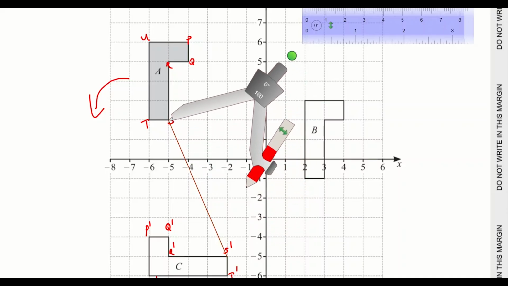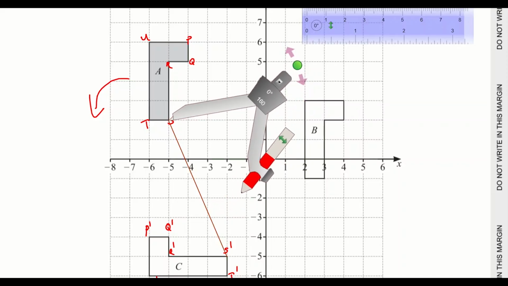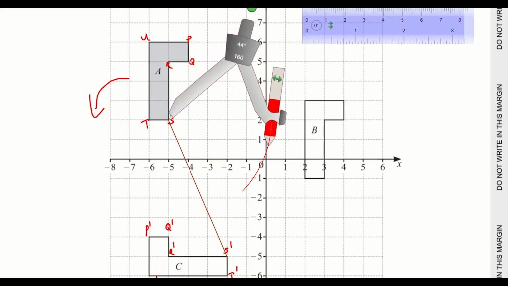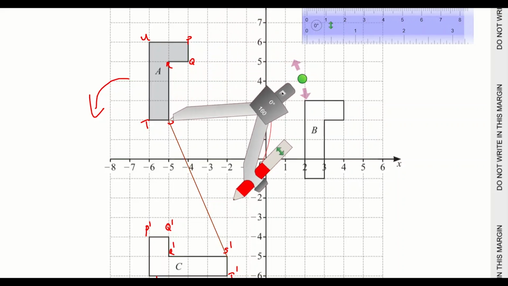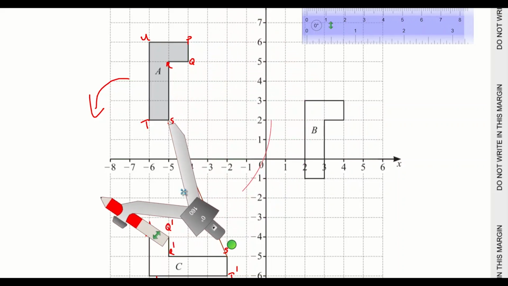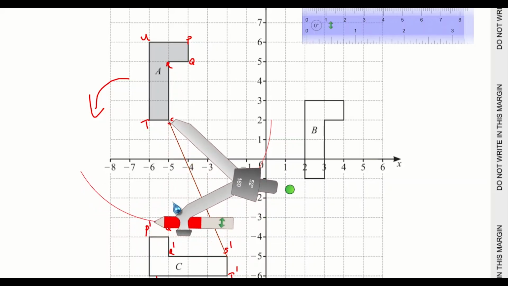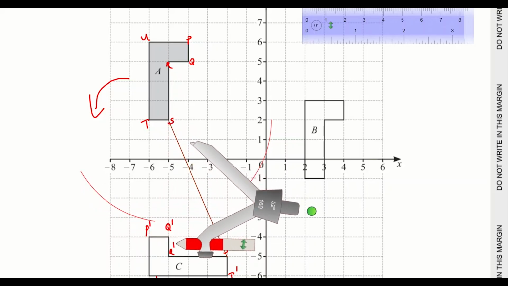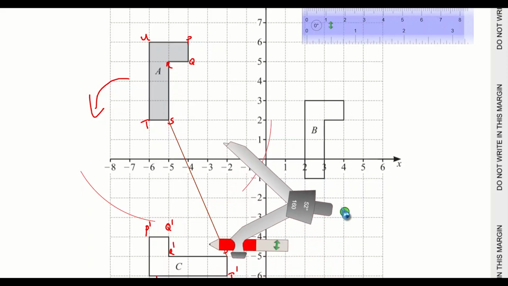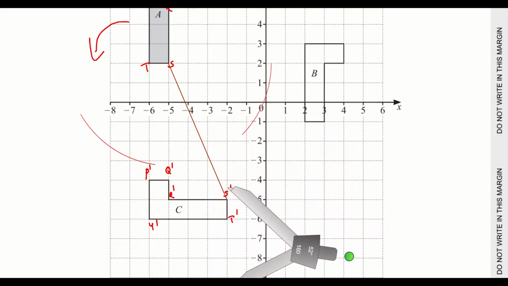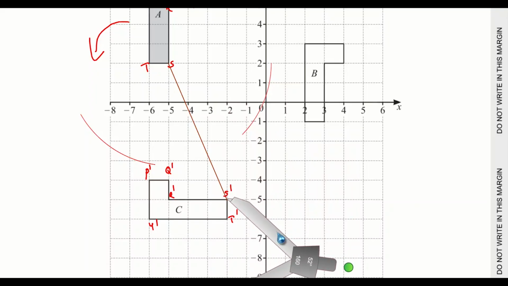Then we draw the perpendicular bisector. I think we are good to go here. Let's arc up here like this. Then we need to do the same thing at the other end. So we take the same radius, and we come to this spot here. I think I need to scroll down a little bit. So it's here like this.